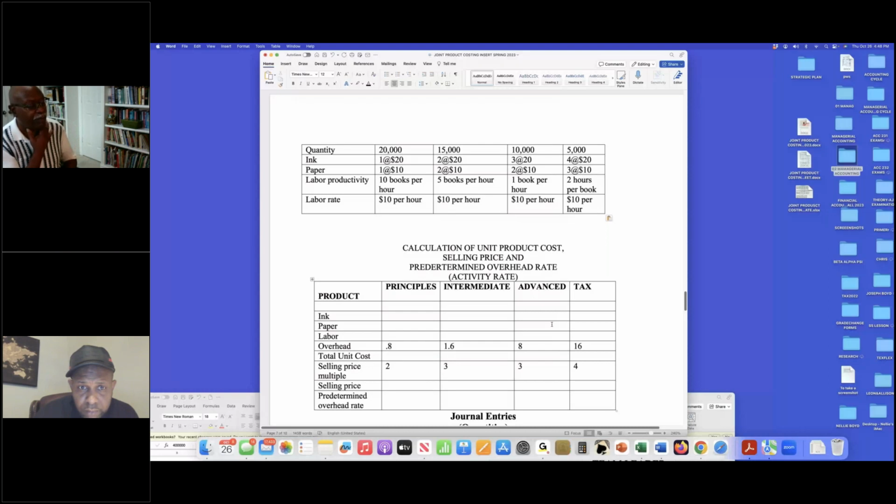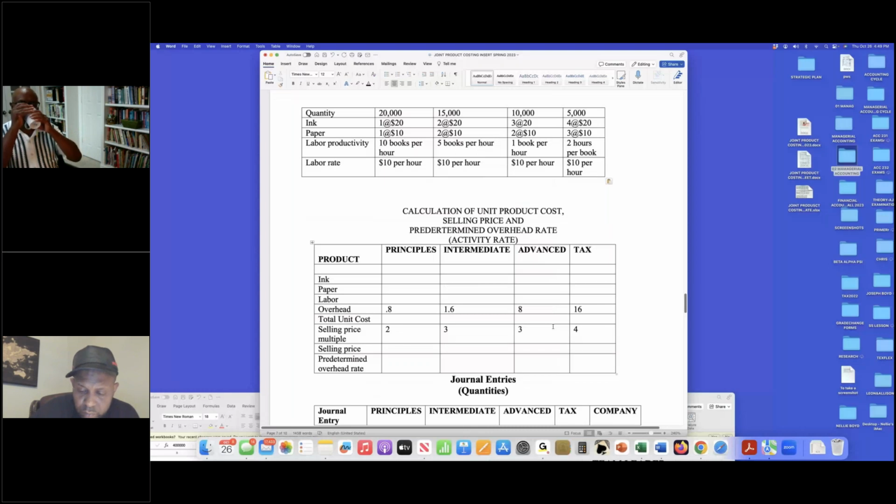Let's see. Okay. So you got to complete this chart and give me total unit cost, selling price, and POR. That's what we've been doing all along. Can you come up with total unit cost, selling price, and POR? We got the overhead in. You got the standard information. Does anybody have any of these calculated yet? All right, I'm gonna give everybody 5 minutes.